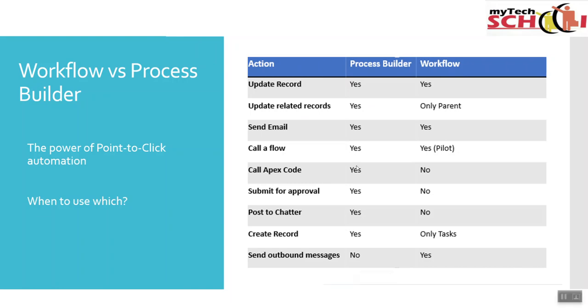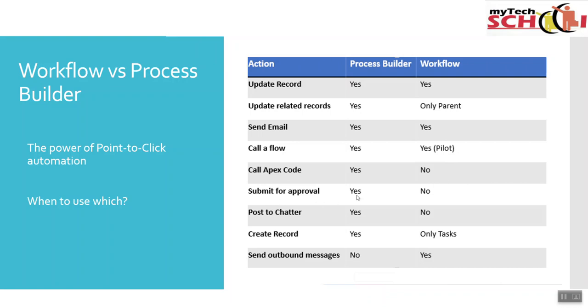And both systems allow us to send emails through creating an email alert. Again, process builder and workflow. The difference with this one is workflow will actually walk us through creating that email alert, whereas with process builder, you have to create the email alert separately. Process builder can also call a flow. They're just introducing it to workflow right now. That's why it says pilot in brackets. Process builder can call an Apex code as well, whereas workflow cannot.